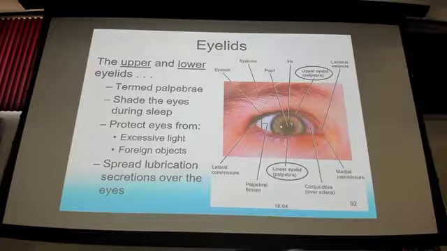So if you look at just the eyelids, you have upper and lower eyelids. We don't often think about it, but they are there to protect our eyes from foreign objects, and to move lacrimal fluid across the eye to keep your eyes moist. That's why you need to blink.